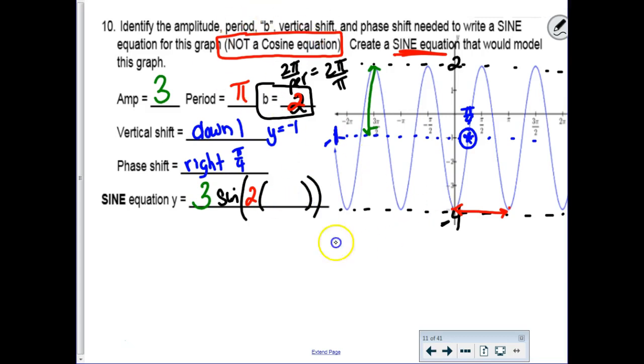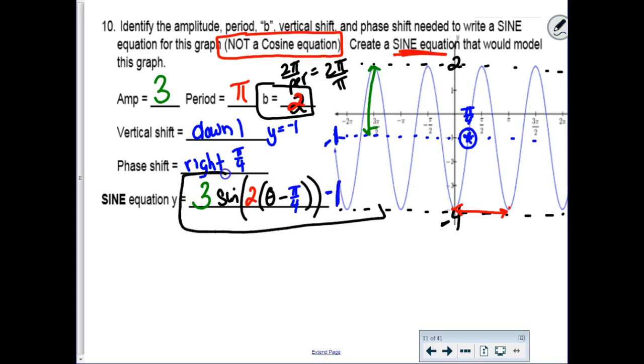It doesn't really say whether to use x or theta, so I'm fancy, so I'm going to use theta. And then if we discuss that it shifted right pi over 4, what does that look like in a shift? Theta minus pi over 4, good. If you used x, it's totally fine. And then you do have a vertical shift, a midline off of 0, it's now shifted down 1.